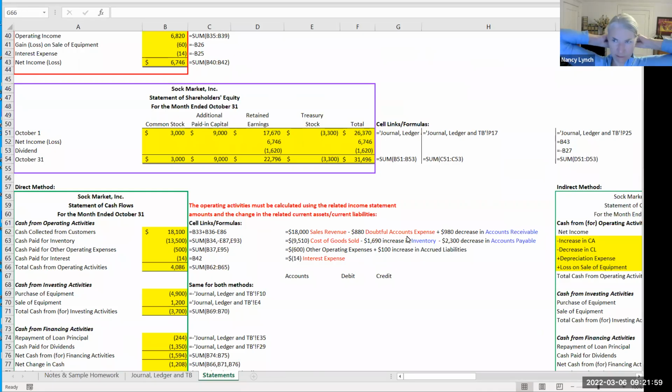Okay, I'm going to just show you a technique. I'll call it the Lynch method. It's just basically a way of analyzing your income statement and your balance sheet to get your cash collected from customers. It's another way of doing this.